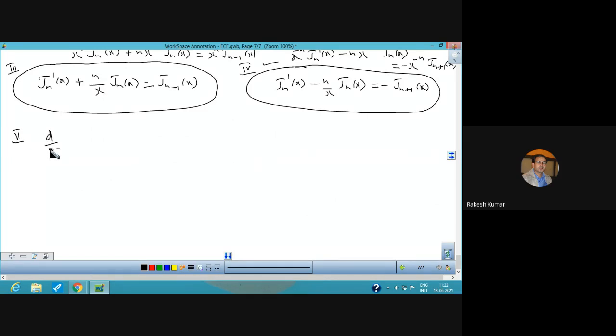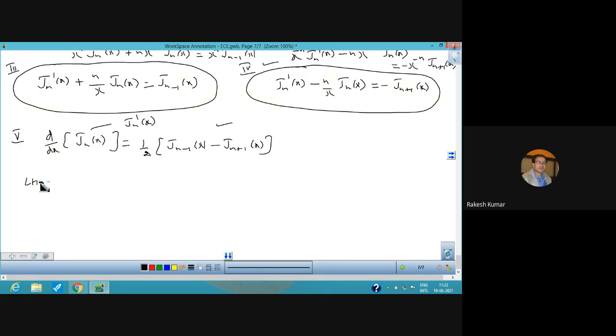The formula is d/dx of J_n(x), and that is equal to 1/2 [J_{n-1}(x) minus J_{n+1}(x)]. This is another recurrence formula. Now you know that d/dx of this is also equivalent to J_n'(x), and this is equal to this. And we have to prove this.